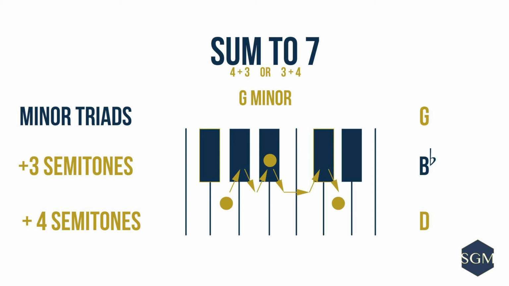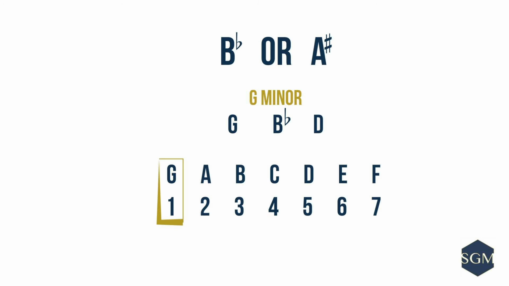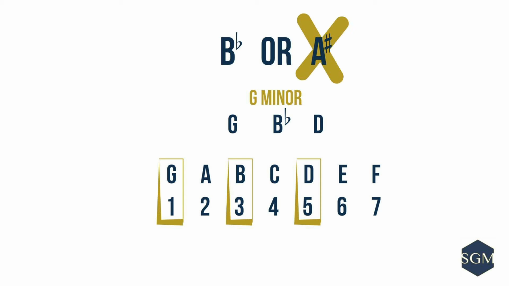Now, some of you might be thinking, can B flat be called A sharp instead? Good question. It will not be called A sharp because the notes of the triads are actually the 1st, 3rd, and 5th degree of a scale. So if the scale is G, A, B, C, D, E, F, and G, the 1st, 3rd, and 5th notes are G, B, and D. Therefore, it has to be called a B flat and not an A sharp.